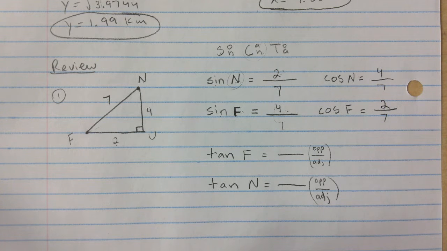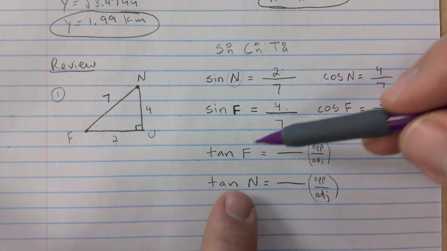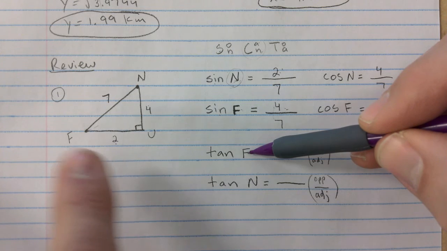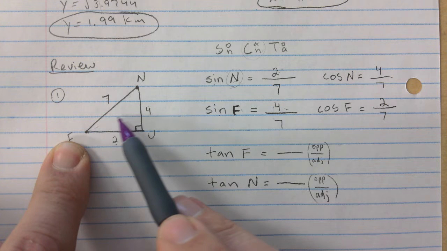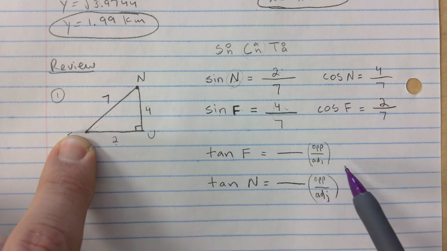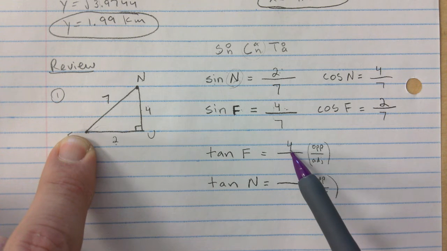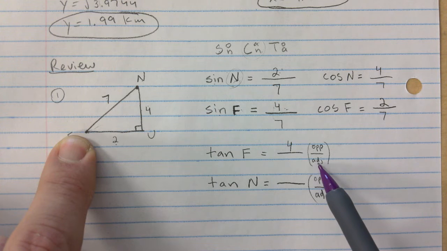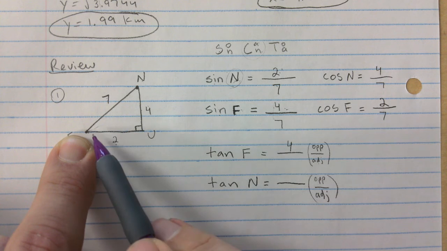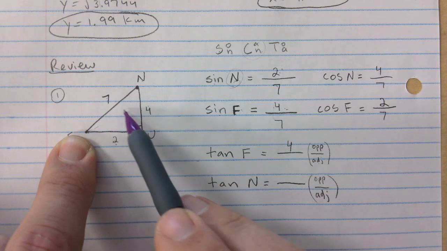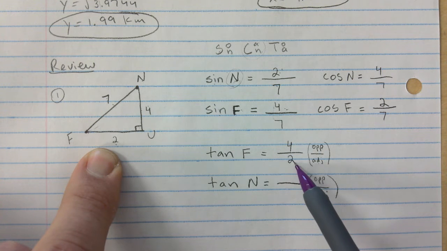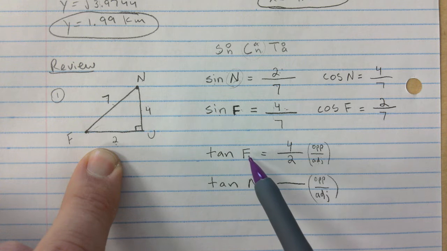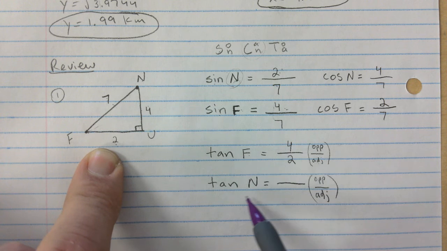Okay. Now we're going to go get them. F is over here. Across is opposite, right? That's what I need on top, so I'm going to put 4 down. The adjacent, opposite, hypotenuse, adjacent. Adjacent is 2 here under these circumstances.